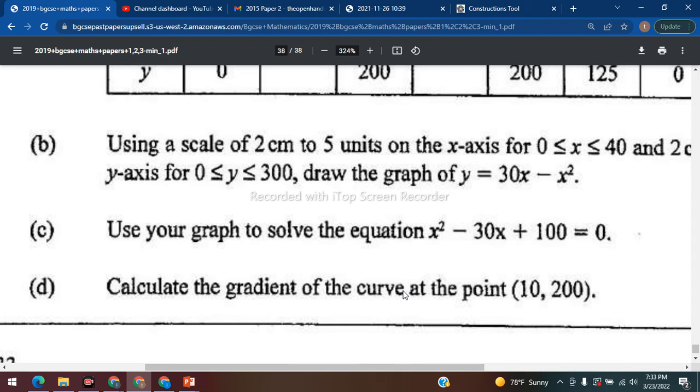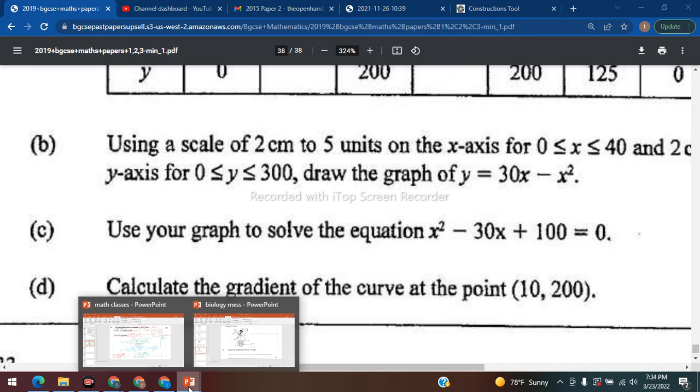So in order to find the gradient of this curve, what we need to do is we have to use a tangent line.